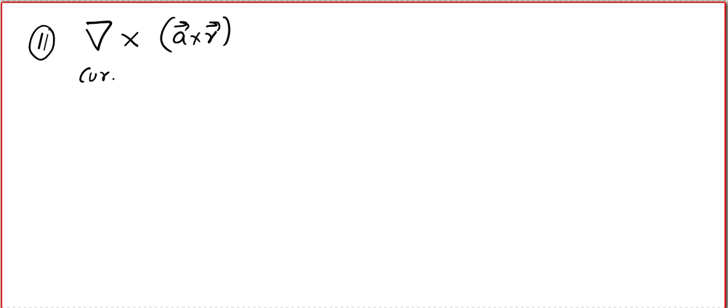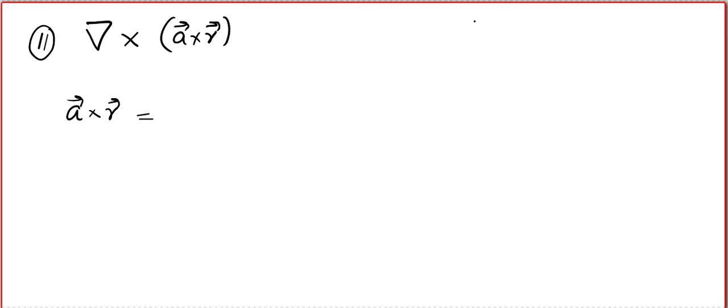The next problem is something very similar. They are asking to find del cross A cross R. So basically they want you to find curl. Do you remember? Curl A cross R. So the same problem can be asked in the format curl A cross R. So let's find A cross R.